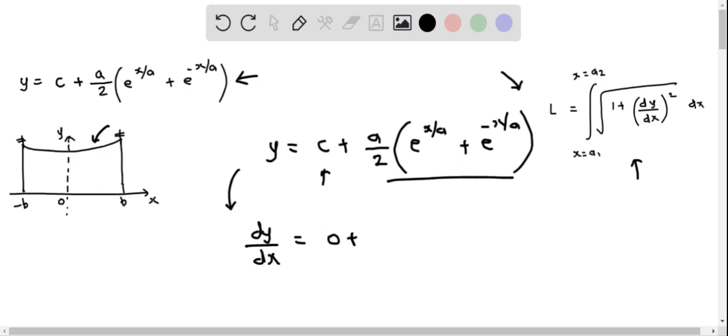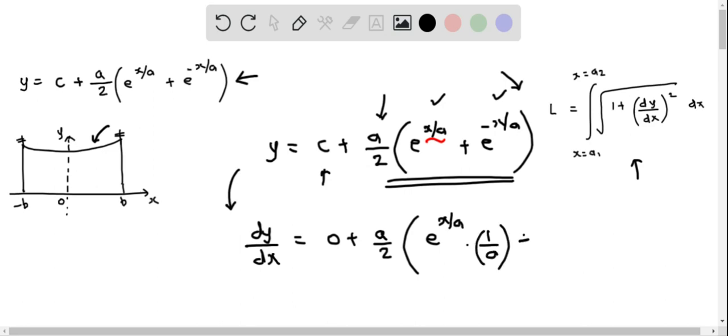And here we apply the constant multiple rule, that is the derivative of a by 2, which is a constant, it will become a by 2. And then we have to find the derivative of each of the terms, that is e raised to the power of x by a plus e raised to the power of negative x by a. Derivative of e raised to the power of x by a is e raised to the power of x by a. And then when you apply the chain rule, we have to find the derivative of x by a, which in fact is 1 by a. And similarly, for the other term, derivative of e raised to the power of negative x by a, and applying the chain rule to find the derivative of negative x by a, we will get negative 1 by a.